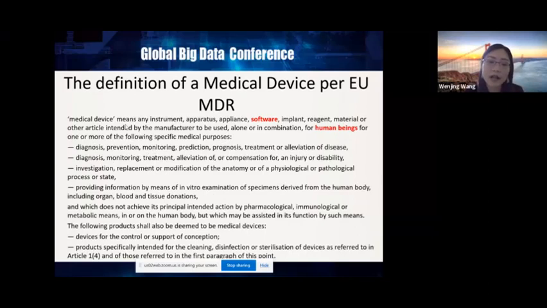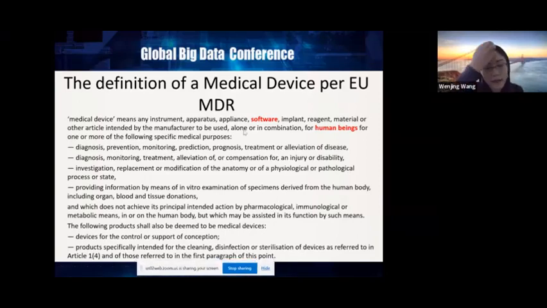So next, I'm going to touch a little bit on the definition of a medical device per the EU medical device regulations. I'm not going to read the whole definition, but I wanted to point out that under the EU MDR, they also included software as a medical device. And from here you can see that they only consider software that's for human use. They don't consider any type of animal use software as a medical device.